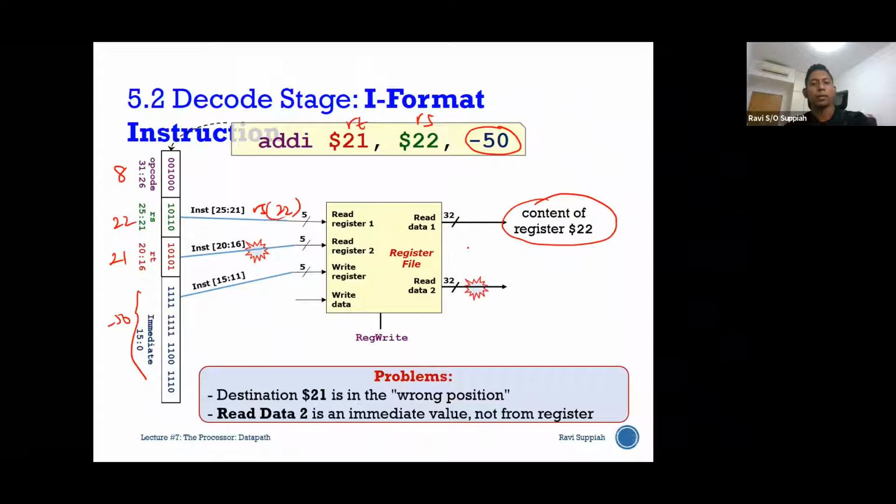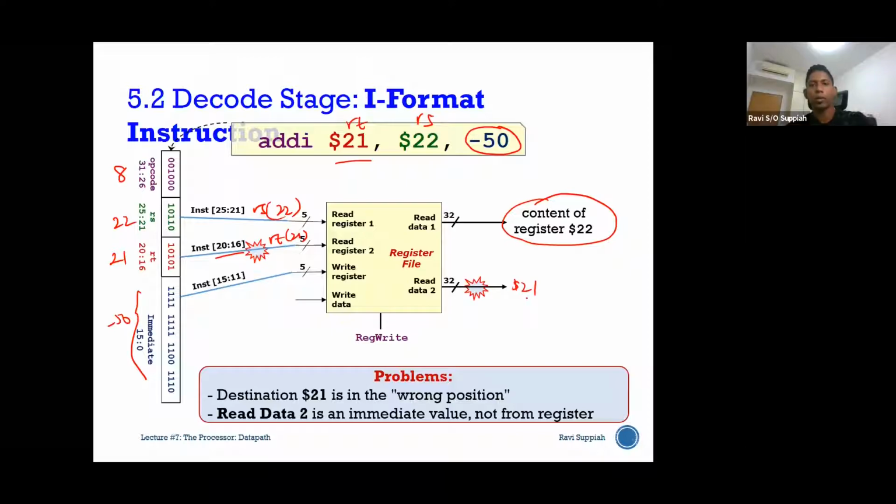But what is the problem now? The problem here is that for this addi instruction, the destination, or the place where I'm supposed to store the result, is actually RT, which is register 21. But because the encoding is such that RT is in bits 20 to 16, RT is over here, and that is currently hardwired to read register 2. So the data from read register 2, which is the contents of register 21, is going to come out here.